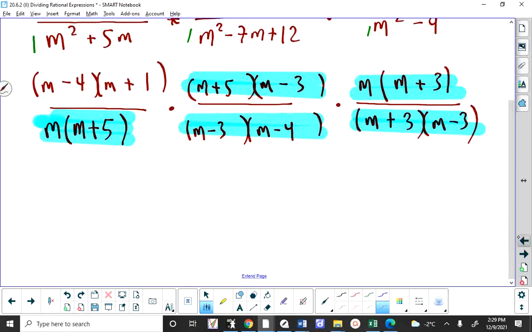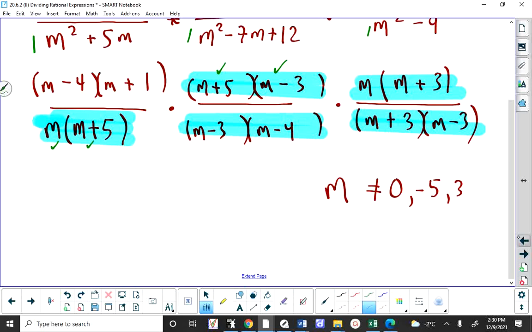M is not equal to 0 because there is a factor of m. M is not equal to -5. Wouldn't worry about putting these in order right away. They don't have to be. Just make sure you get them all. -5, so I've taken care of this one, this one, this one. I haven't got this one, but I'm going to check it off now and put 3.